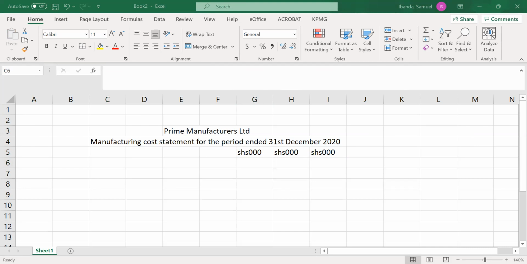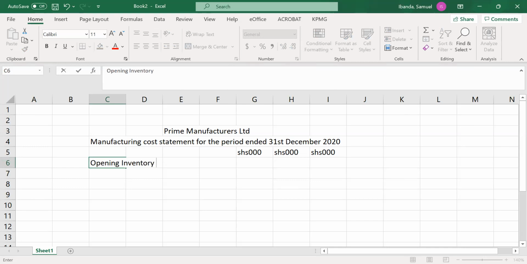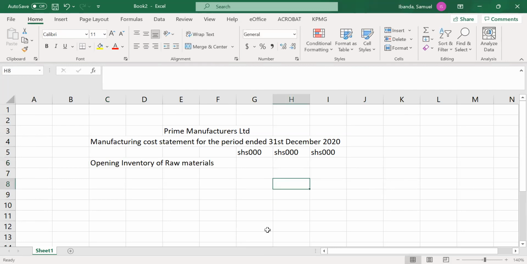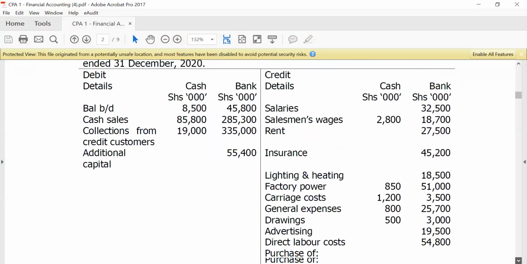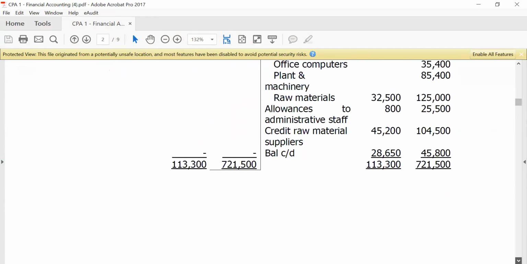raw materials. So for us to determine the raw materials, we start with opening stock. Okay, let's call it opening inventory of raw materials. Opening inventory of raw materials. So let's look for it. Our opening inventory of raw materials.